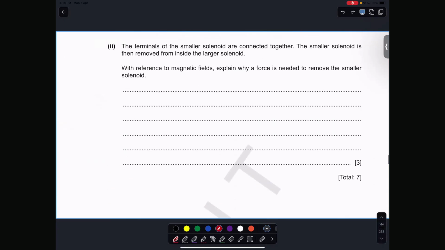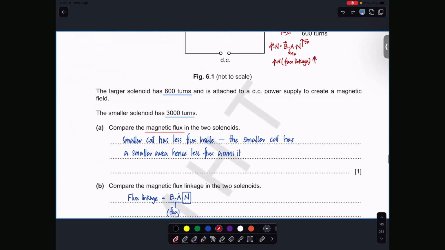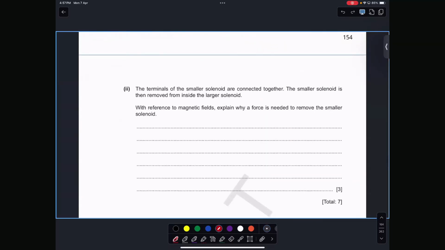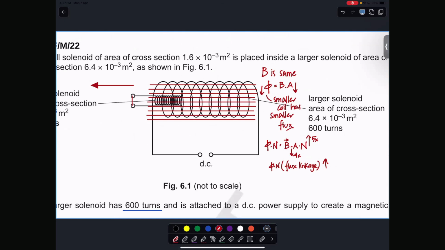Okay, now your question is this one, part 2. The terminals of the smaller solenoid are connected together. The smaller solenoid is then removed from the inside of the larger solenoid. With reference to magnetic fields, explain why a force is needed to remove the smaller solenoid. So আমরা কি করতেছি, আমরা এখানে connect করতেছি. Did this say connect? Yes. Connect করার পরে, if I try to remove the smaller coil, I need to apply a greater force to remove it. কেউ বলতে পারবে আমাকে the basic idea কেন বেশি force লাগবে? Why?